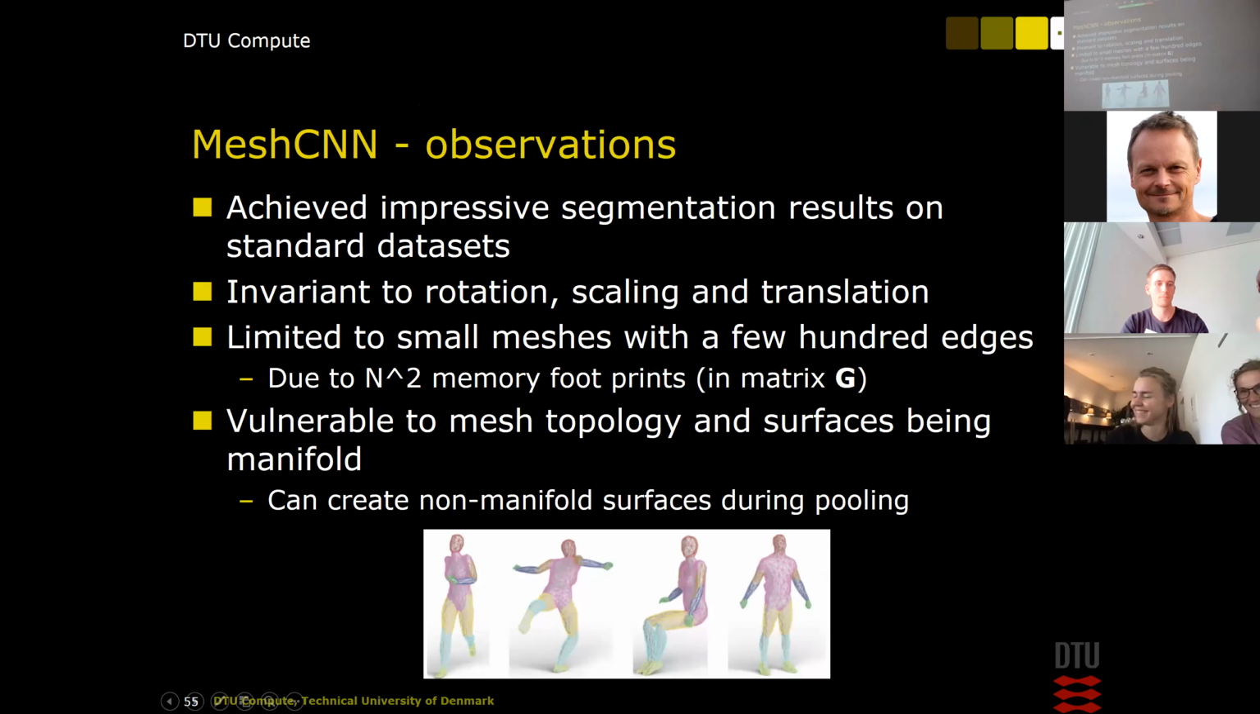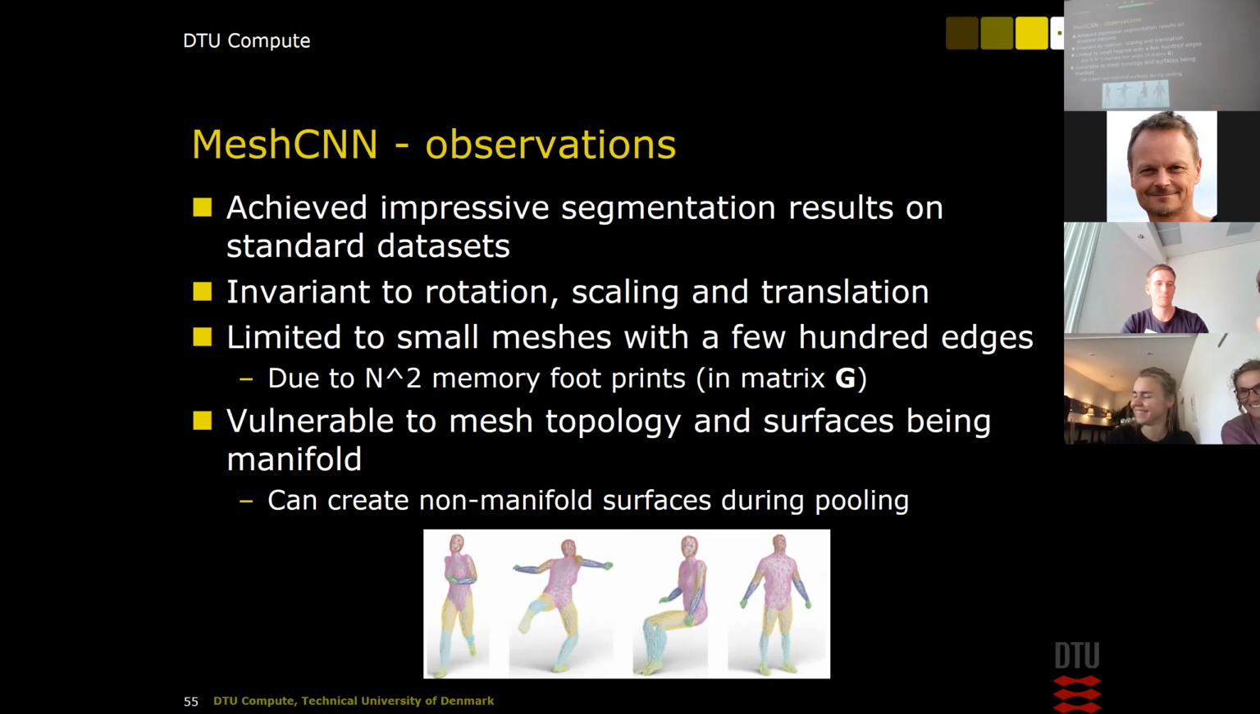There are some observations when you have these types of methods. It gets impressive results. It is invariant to these geometric transformations. Unfortunately, it is in its bare bones version limited to smaller meshes. And it's also, and that's something you first figure out when you're sitting with fingers in the dirt, very vulnerable to mesh topology. If your mesh is not manifold, it will give you unreadable error messages and so on. And it can also by itself create non-manifold parts in your mesh because of the way it does the down pooling.